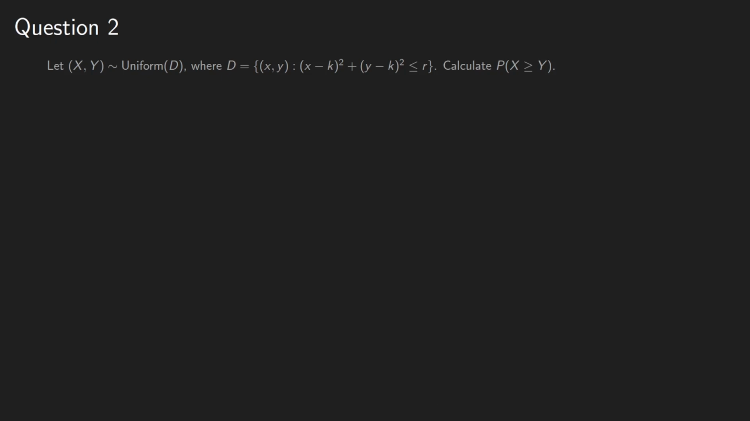First we have to understand what kind of region this represents. We will first consider the equality, (x minus k) squared plus (y minus k) squared equals r, instead of the inequality. This clearly represents a circle which has radius square root of r, and its center is at coordinates k and k. But we have not been given the value of k. So let's try to imagine this circle.